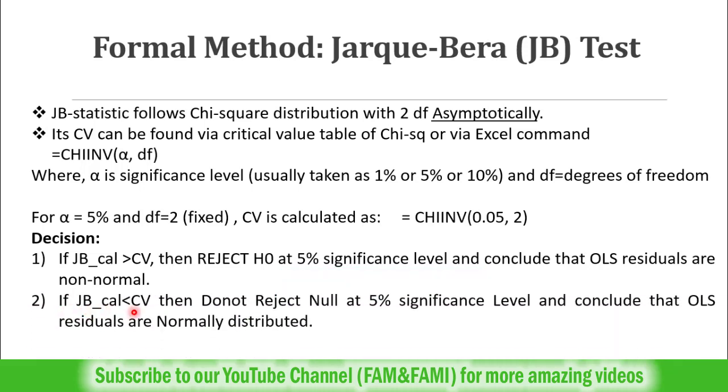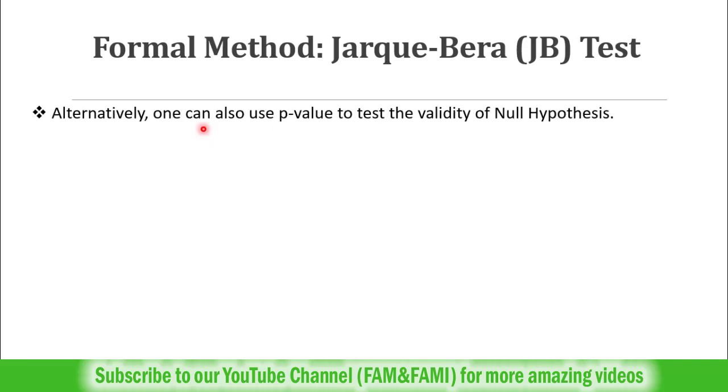And if JB calculated is found to be less than critical value, then do not reject null hypothesis at 5% significance level and conclude that OLS residuals are normally distributed. Instead of using the critical value and comparing the calculated value of JB statistic with the corresponding critical value, one can also use the p-value method to test the validity of null hypothesis.